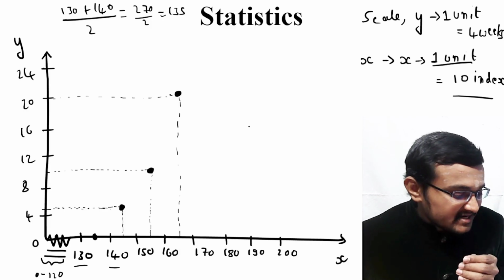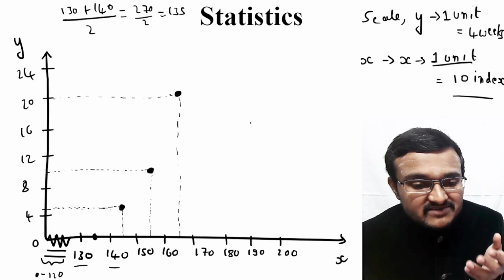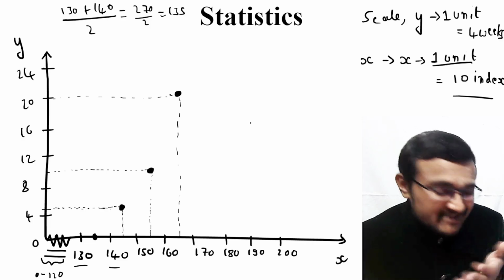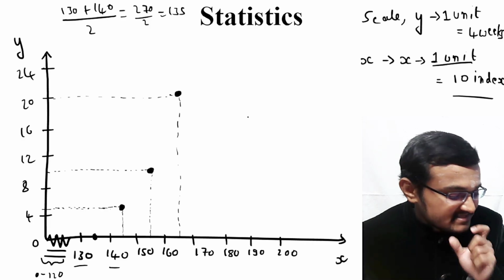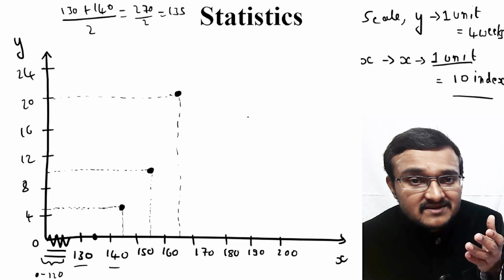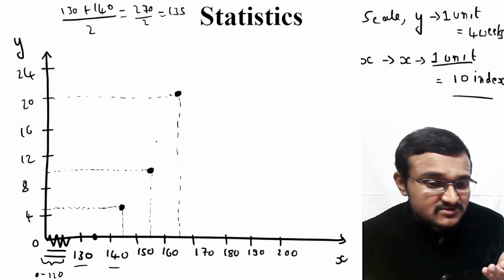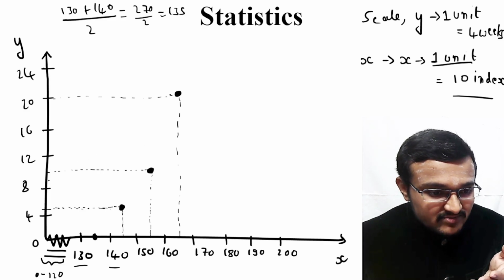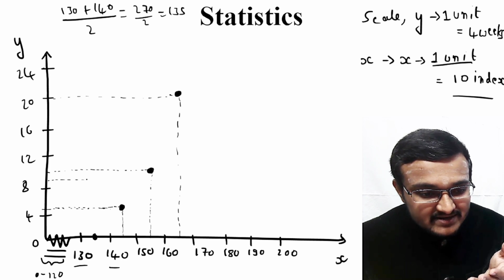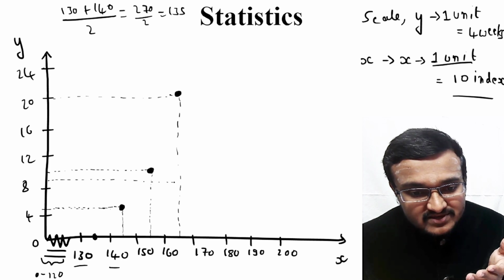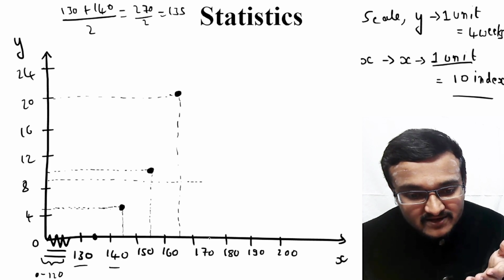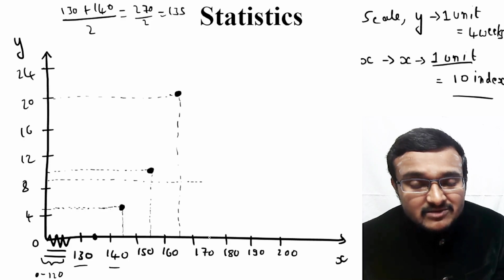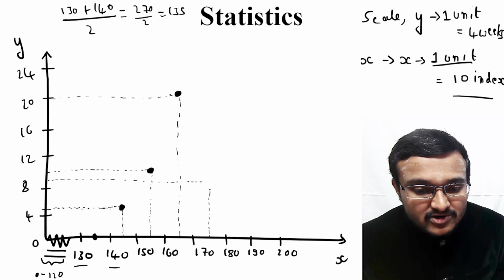From 170 to 180, what is the midpoint? It will be 175. Midpoint is 175, and in this range 9 is the frequency. So 9 means it will be in between 8 and 10. So somewhere over here you can draw a perpendicular line. From 175 you can draw a perpendicular line. So this meeting point will be your fifth point.